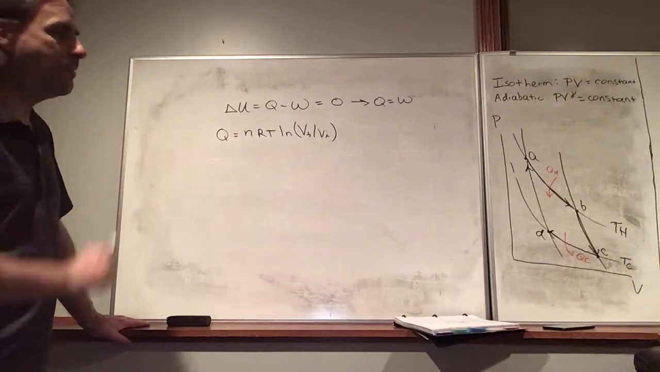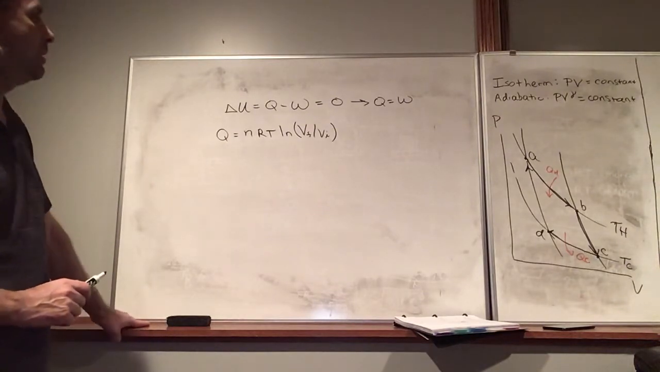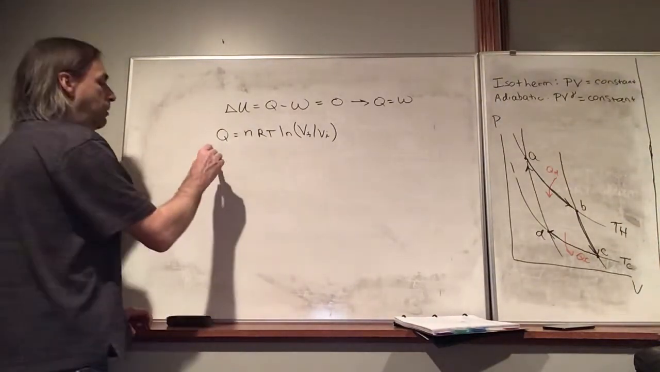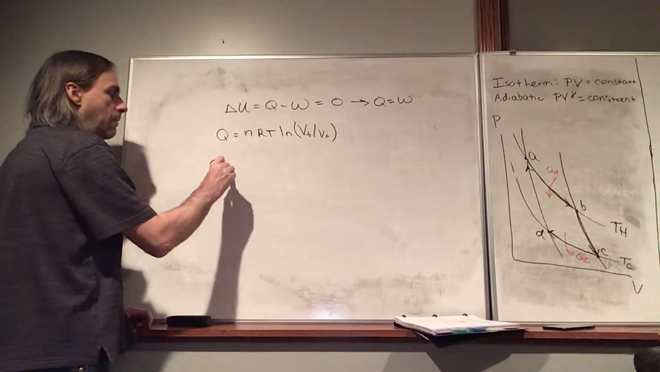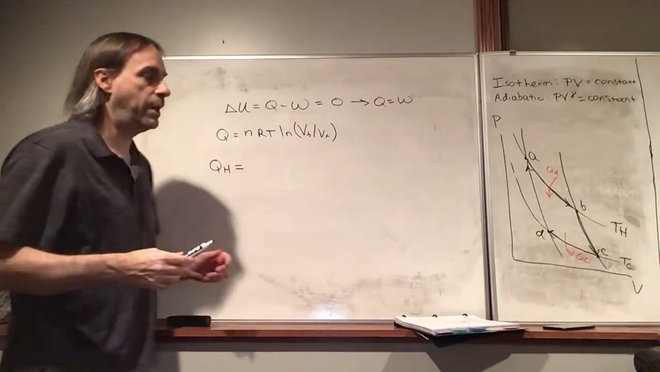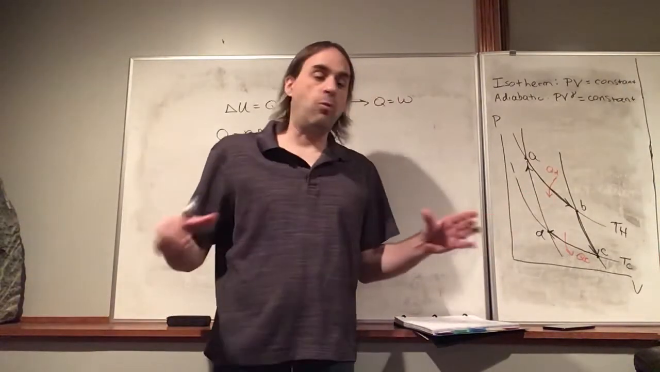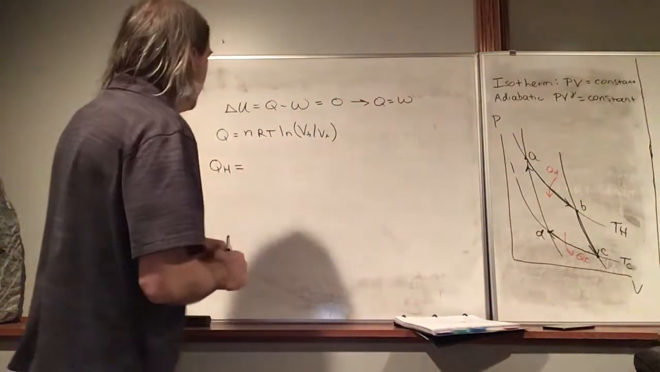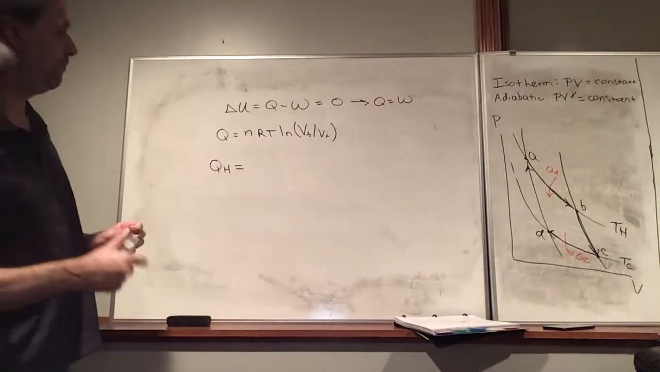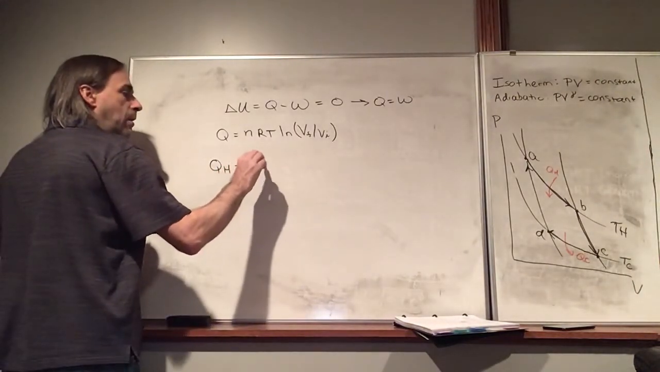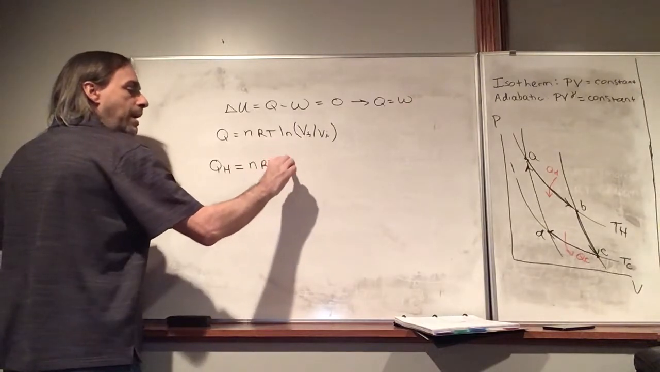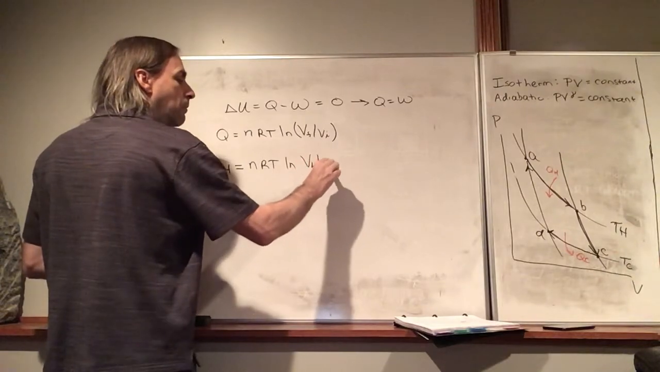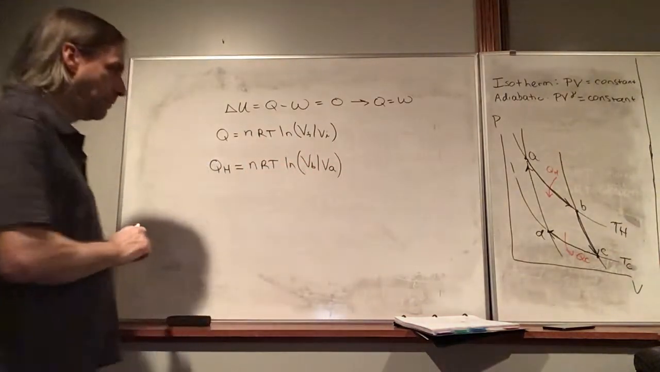Now, we have to be a little bit careful when we look at, we have 2 isotherms here. So let's look at QH. That's when we're expanding the gas, and so heat is flowing in to keep it from cooling off. So QH is going to be positive. And that's going to equal nRT times the natural log of VB over VA. Okay.